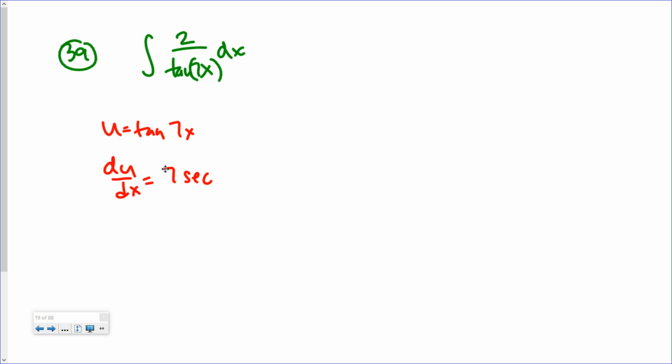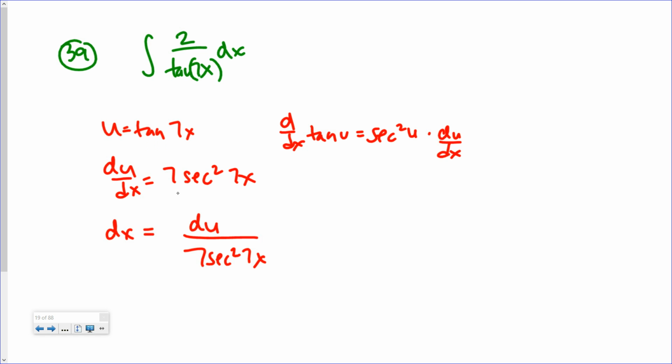If we look at 39, what we have is the integral of 2 over tangent 7x dx. If you say that u is equal to tangent 7x, if you take the derivative of both sides, what you get is 7 secant squared 7x, because the derivative of tangent u, remember, is secant squared u du dx. And that du dx is the 7 right here. And then you solve for dx, so dx is du over 7 secant squared 7x.